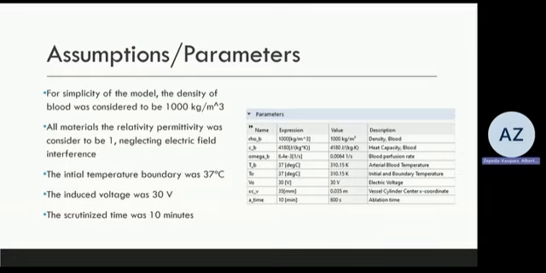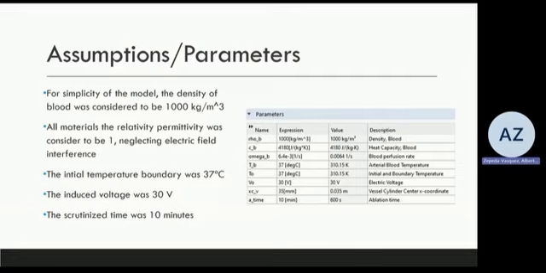For the assumptions and parameters, to model this in COMSOL, our team made the following assumptions. As already discussed, for simplicity, cylinders were used for the representation of liver, trocar, and blood vessel. Additionally, given the fact that water content of blood is 90%, our team neglected the 10% content of electrolytes in blood, which account for potassium, chloride, etc., and used 1,000 kilograms per meter cubed as the density of blood.